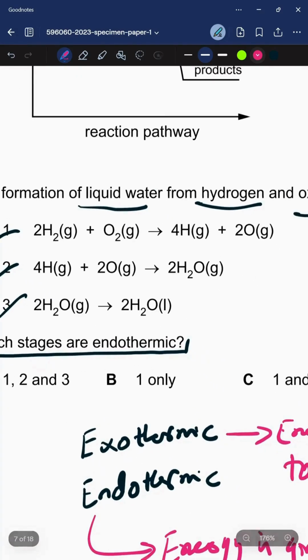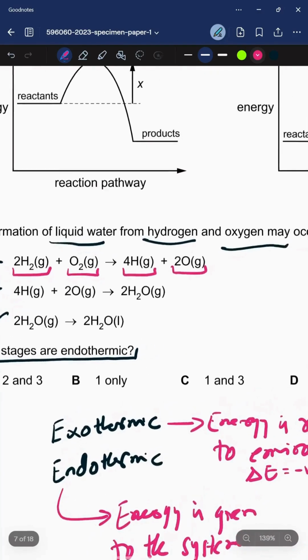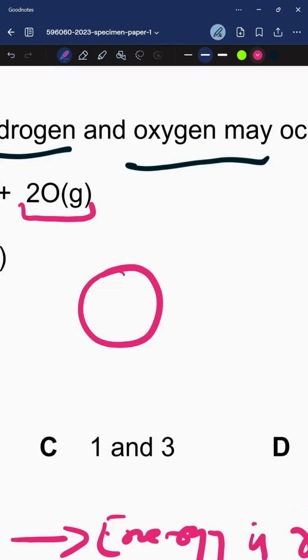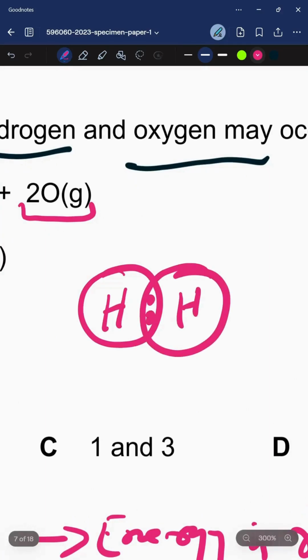Now, the first stage tells us that we've got 2 molecules of hydrogen gas and 1 molecule of oxygen gas, forming 4 hydrogen atoms and 2 oxygen atoms. The crucial thing here is that we have molecules: stable hydrogen molecules. Why am I saying stable? Because hydrogen is not an inert gas, it reacts, so you can never find a hydrogen atom alone. It will be in a pair, with 2 hydrogen atoms bonded covalently, forming a hydrogen molecule, which is called H2.